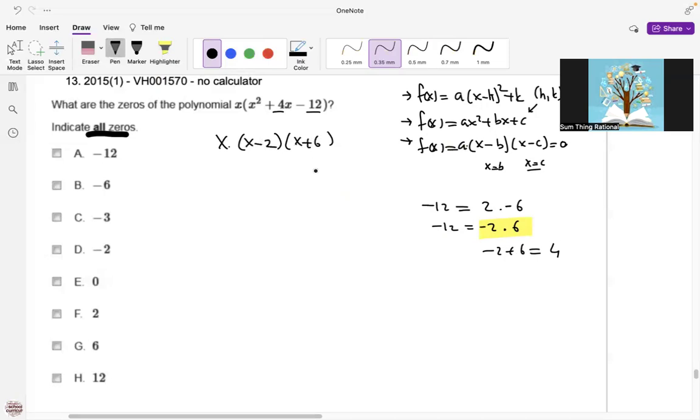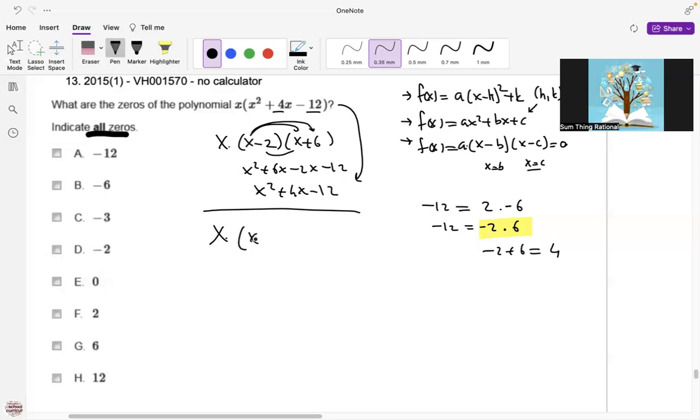To fully factor, if you are not sure, you multiply back again. You multiply this, x squared. You multiply this, positive 6x. You multiply this, negative 2x, and negative 12. So you combine them: x squared, positive 4x, negative 12. Yeah, we got the original one, so it is correct. Let's continue: x times (x minus 2) times (x plus 6).